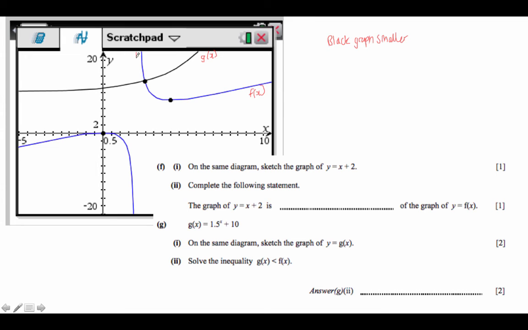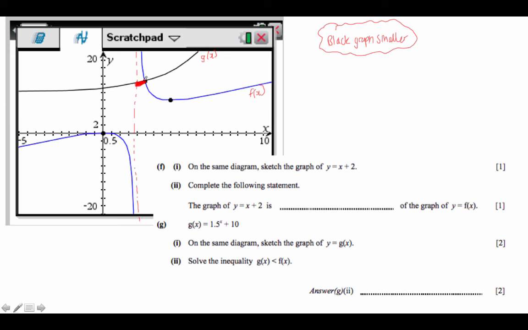Now that's true up until the asymptote, because have a look what happens at the asymptote. So here, up until this point, the black graph is still bigger. Once we pass the asymptote, once we cross over here, the black graph is now smaller and the blue graph is bigger. So this bit here satisfies our inequality because the black graph is below the blue graph. Now after we pass this intersection point here, the black graph is bigger again. Remember, we want the black graph to be smaller. So the only part that satisfies my inequality is this little bit here.